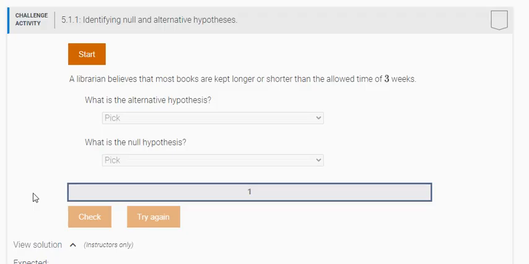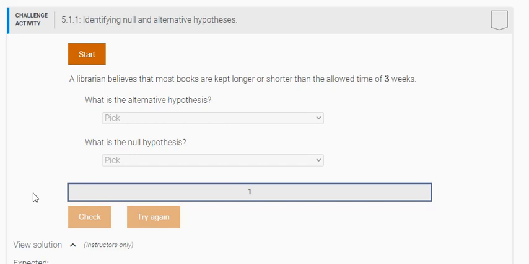Hi class, in this video I want to walk you through some of your challenge exercises in section 5.1. So 5.1 is about hypothesis testing, right? The whole point of hypothesis testing is you want to test the claim on the value of a population parameter, like a mean or a proportion. So here's the first challenge exercise.